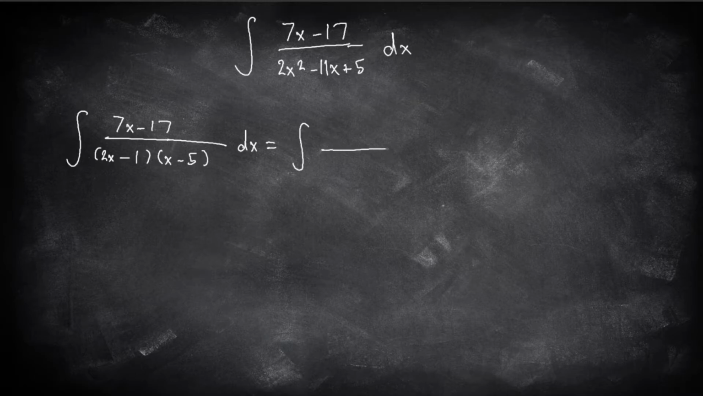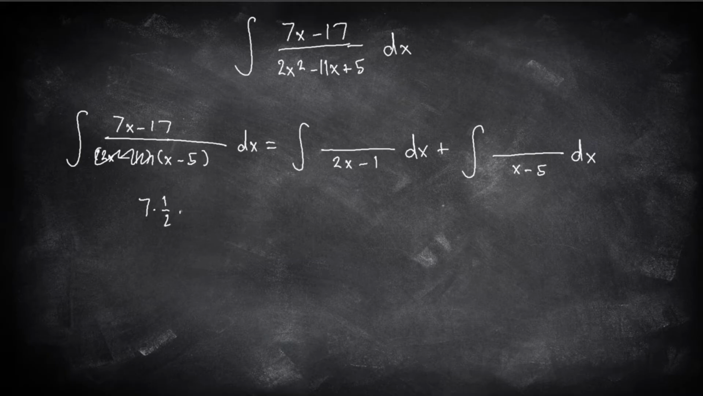This is equal to the integral. So split that up: the integral of something over 2x minus 1 dx plus the integral of something over x minus 5 dx. Okay, now what makes this 0? That's when x is equal to 1/2. So using the cover-up method, plug in 1/2.